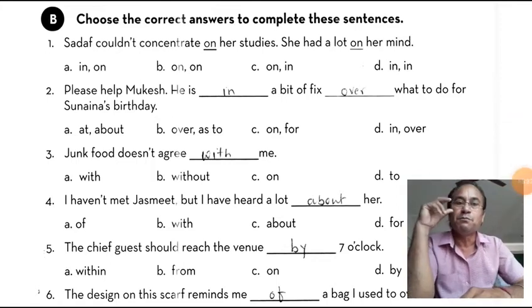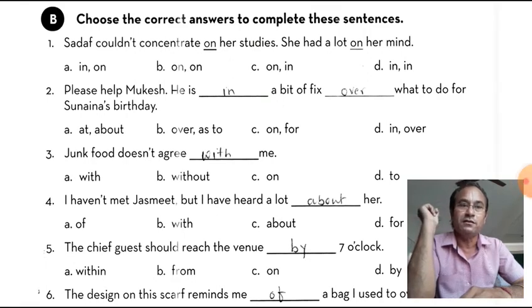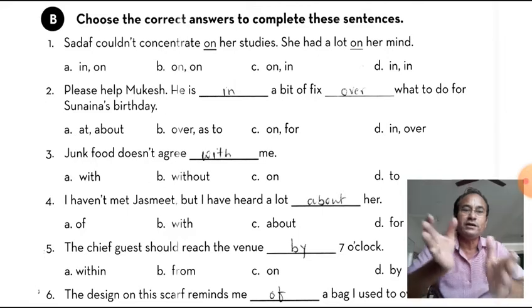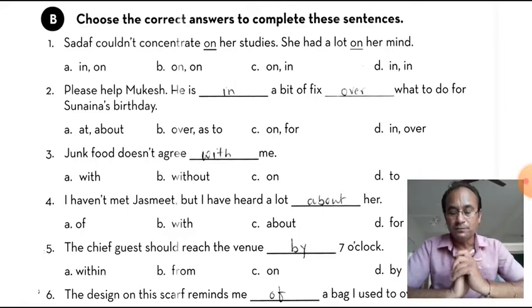Please help Mukesh. He is in a bit of a fix over what to do for Sunena's birthday. So in and over, these are the prepositions of place and position.